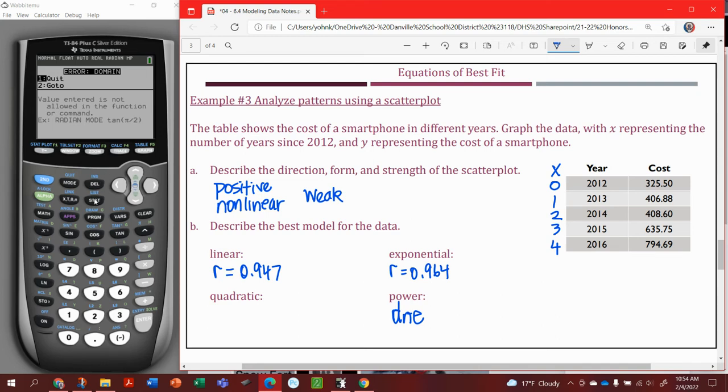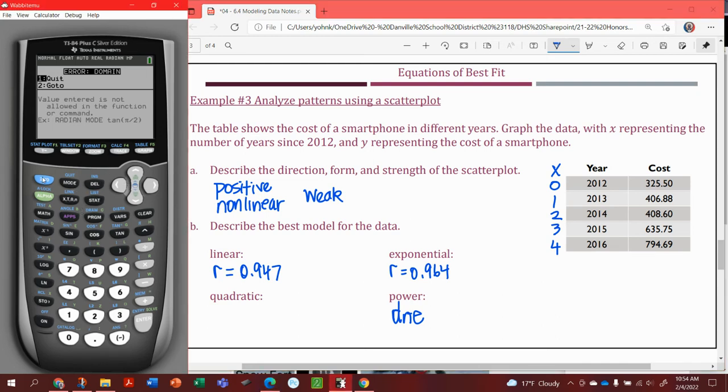Okay, then we try the quadratic function. So let's exit out of this. Let's try to do stat calc quad regression. So quadratic regression is number 5. Hit enter a bunch of times. Now, the weird thing about quadratic regression is it does not give you an R value, it gives you an R squared.